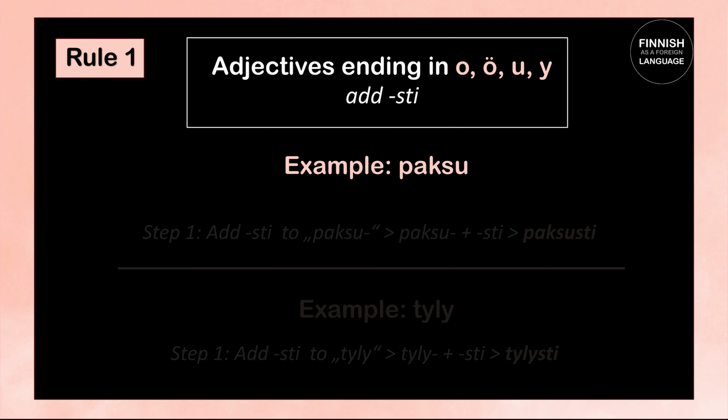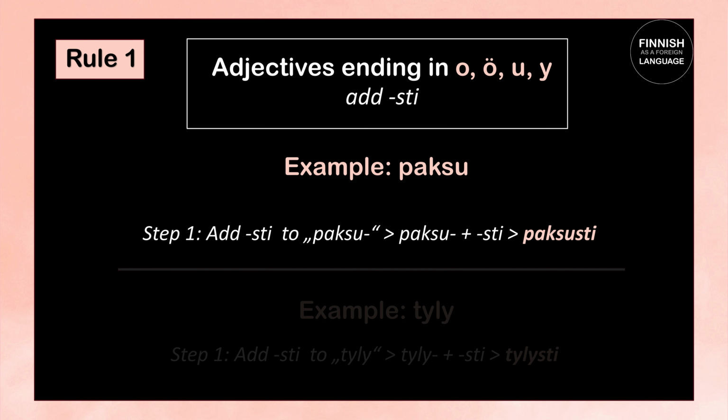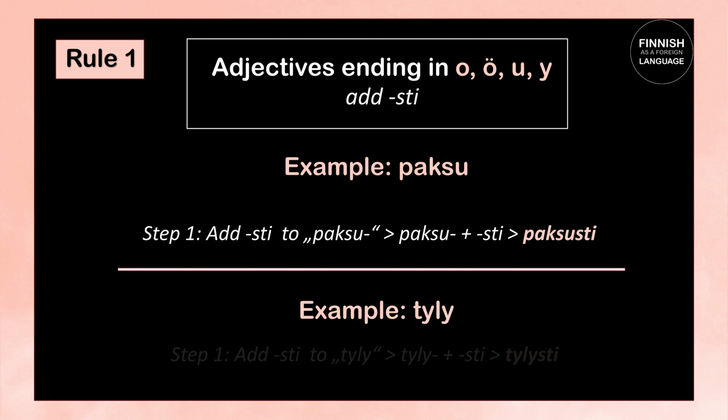Let's do 2 more examples. Paksu means thick. In order to receive the adverb, we just have to add -sti to paksu. So that means we get paksu plus sti is paksusti, which means thickly. And one example with the ending Y, tyly, means harsh. Here we add -sti to tyly and we get tylysti. Tylysti, which means harshly. That's it with rule number 1.